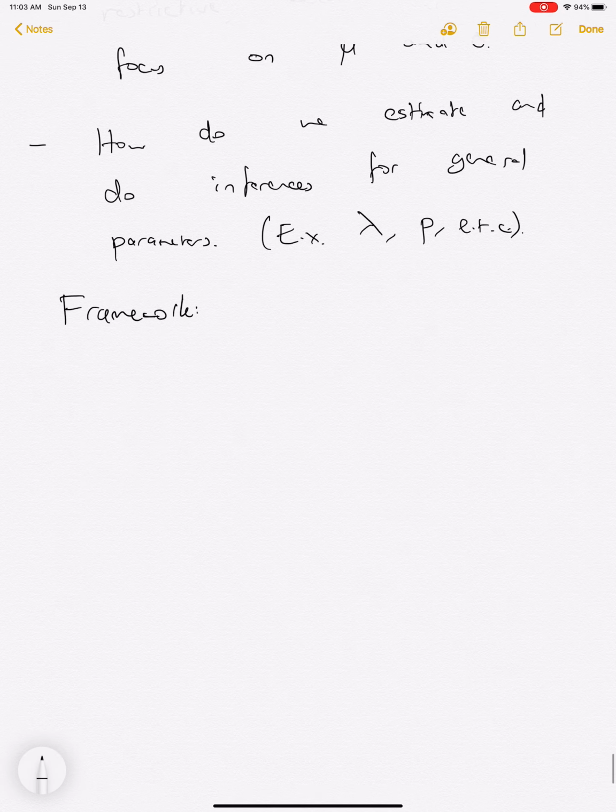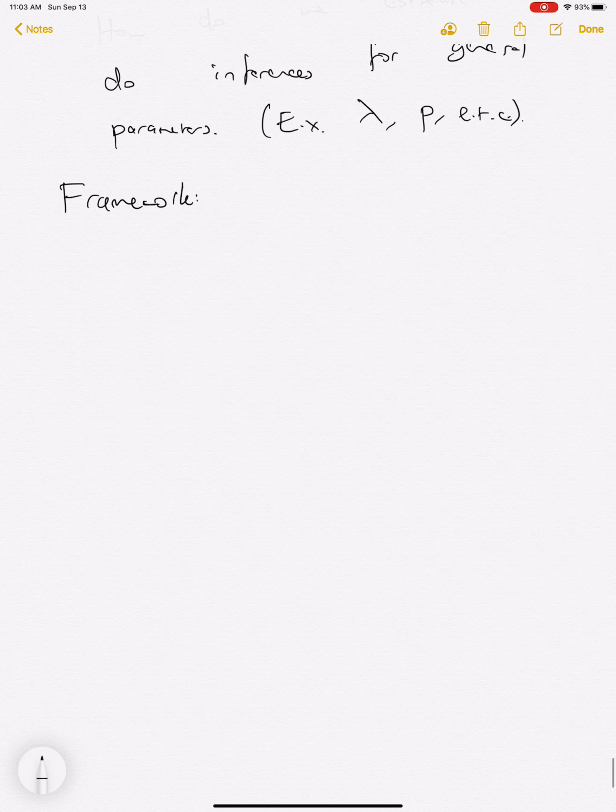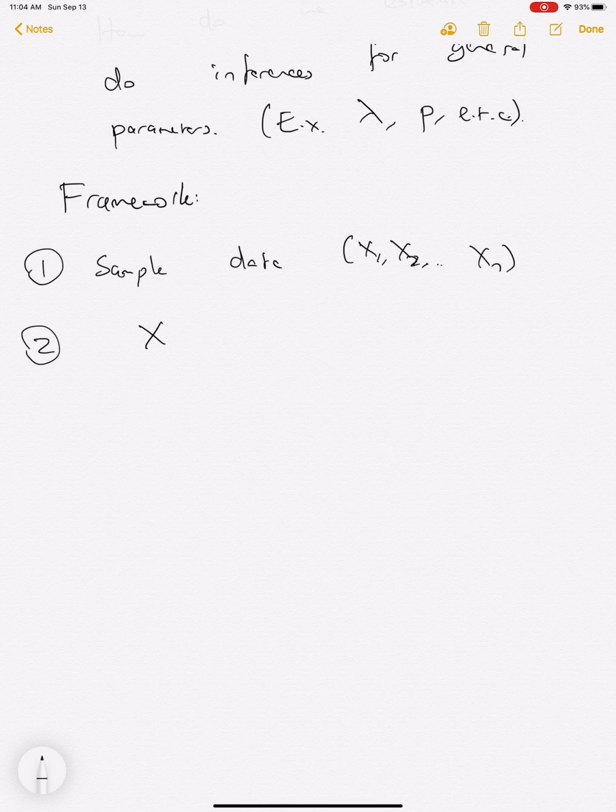So once again, we're going to start with a framework. I'm going to give you a preview of what's going to come, and then we're going to dive into the details for the rest of today's lecture, and also going into the next few lectures beyond that. So once again, we start with the sample data x1 through xn. We're going to be pretty general here. We're going to assume that xi has some distribution. I'm going to use the notation f.